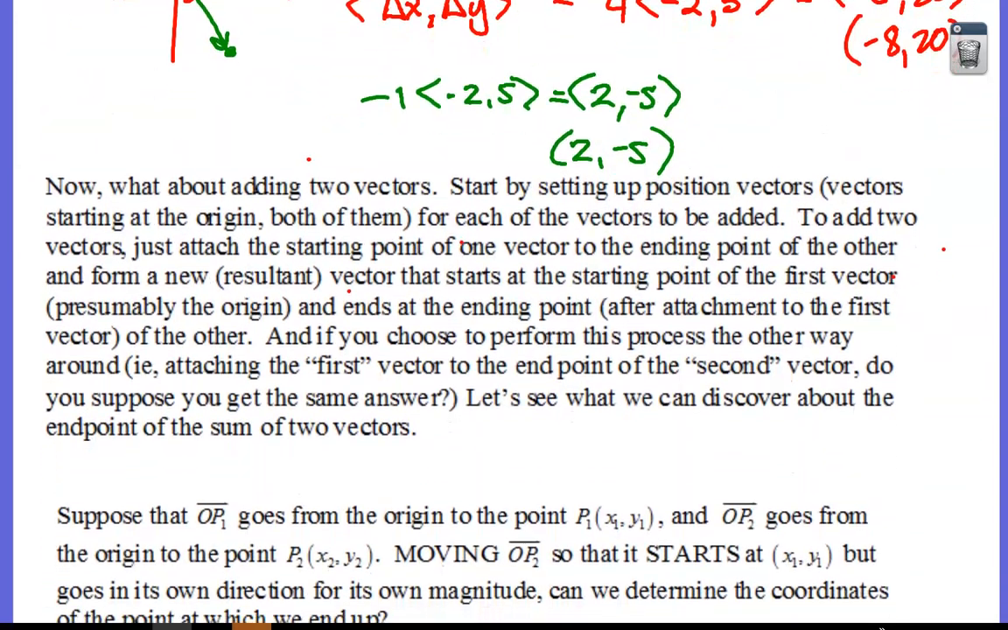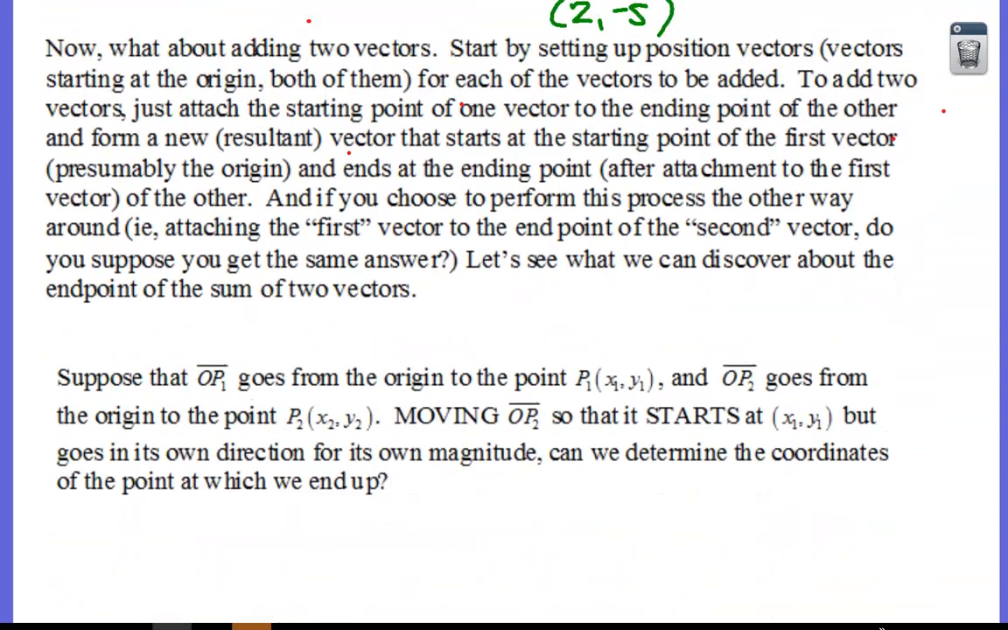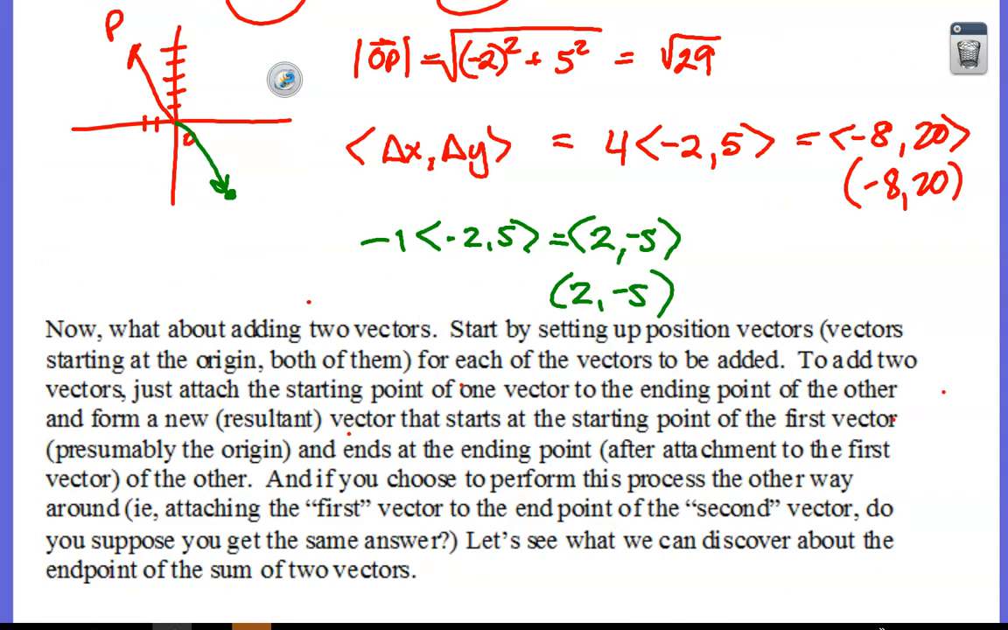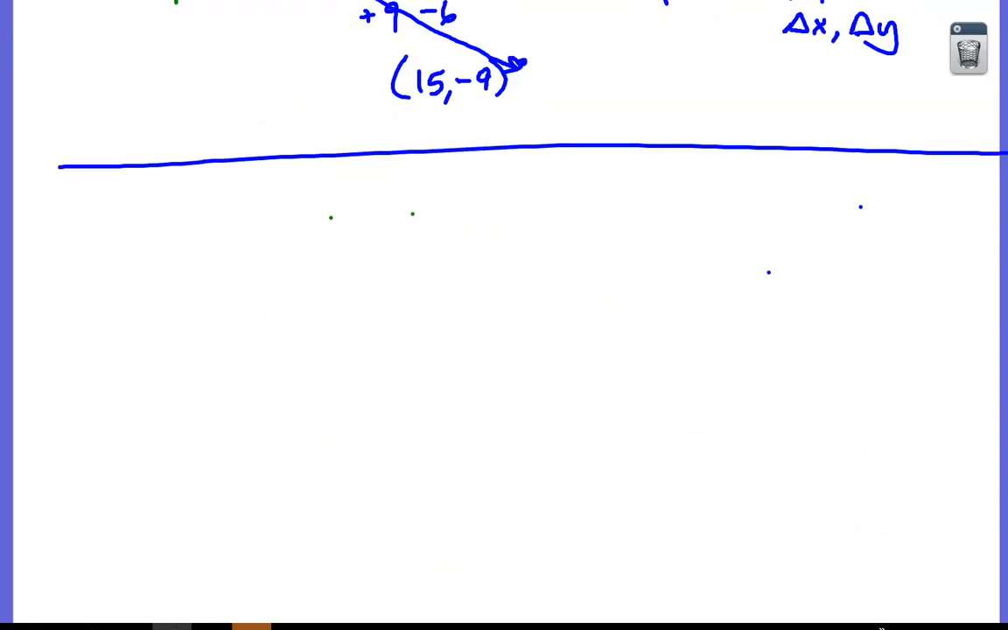I think I talked about this already. Yeah, I'm going to add this part. Okay, so in this next part, we're going to talk about what happens if I want to add two vectors together. I'm going to add it right on this page. So what if I want to add two vectors together?